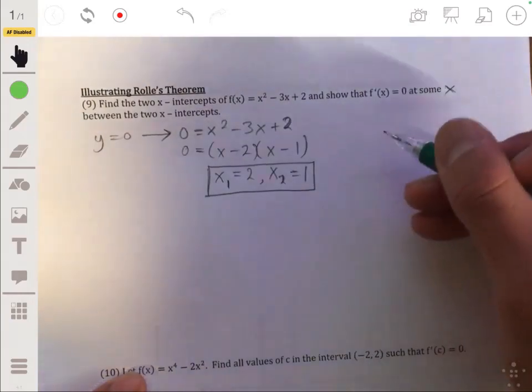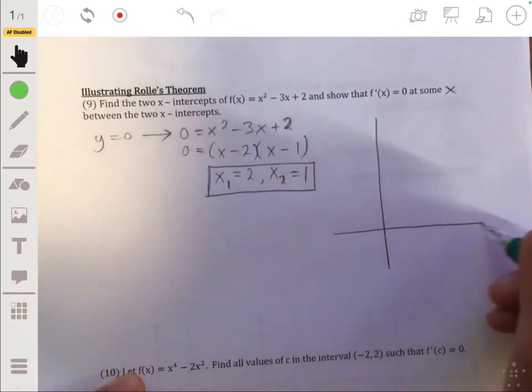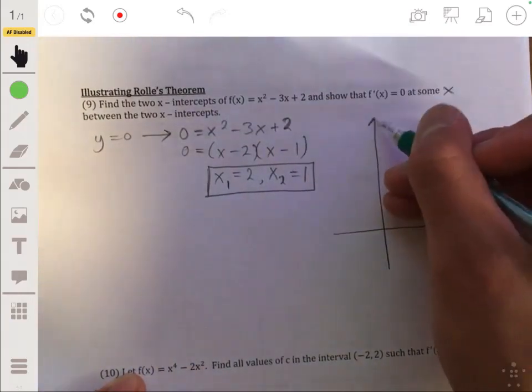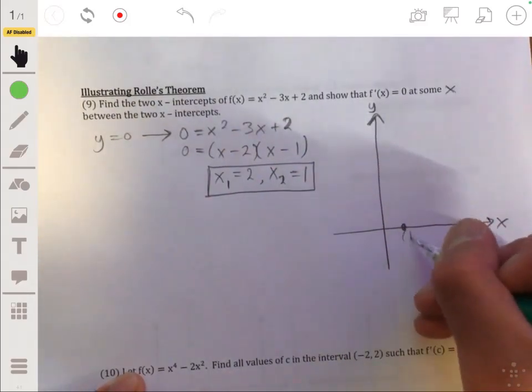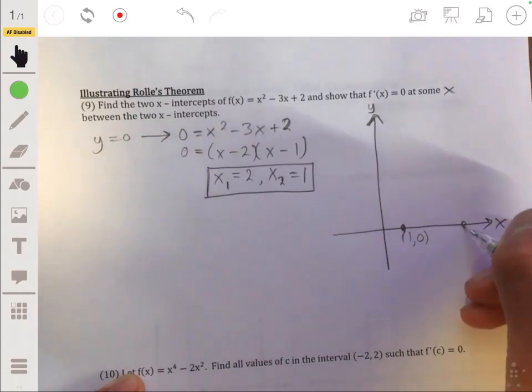So I'm going to draw a picture with this because it's going to be really helpful to understand this better. So what's going on right now? We have two x-intercepts at 1 and 2. So (1, 0) and (2, 0).